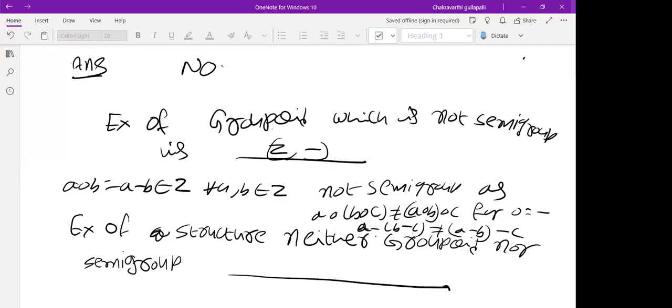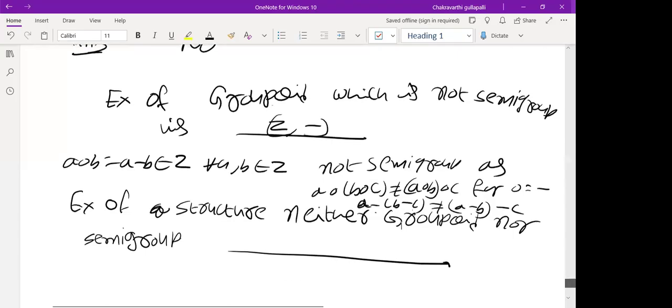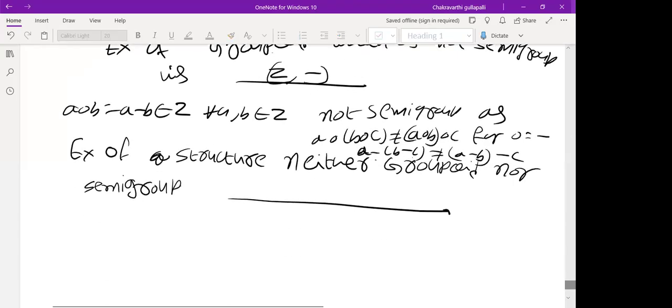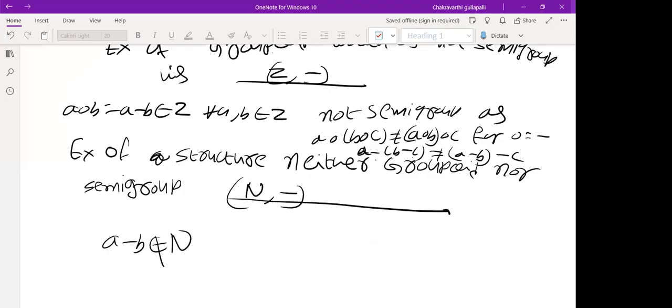Next, example of a structure neither groupoid nor semi-group. Can you give an example? Neither groupoid nor semi-group. Here, N comma minus, correct. It is not closed, A minus B does not belong to N, so it is not a groupoid. And it is not associative.